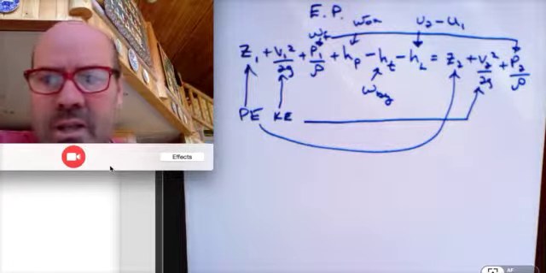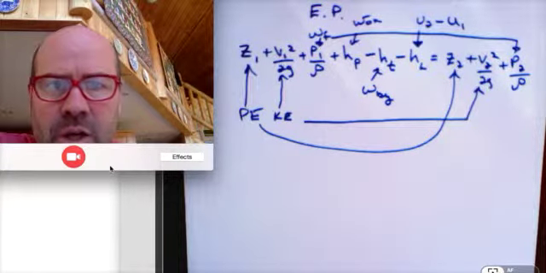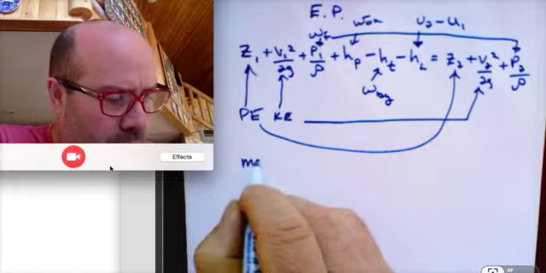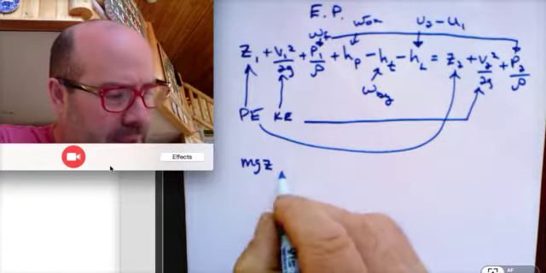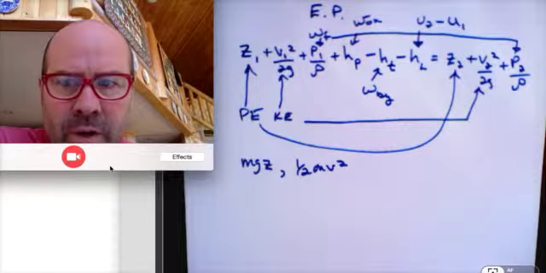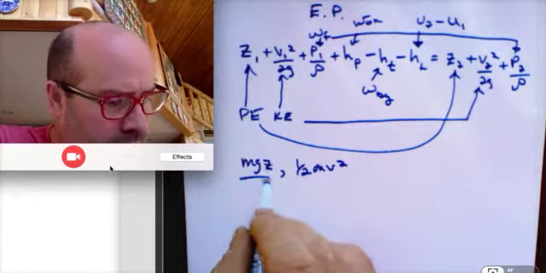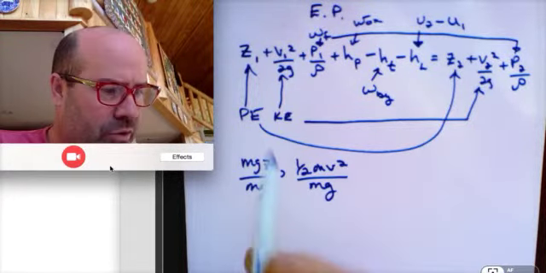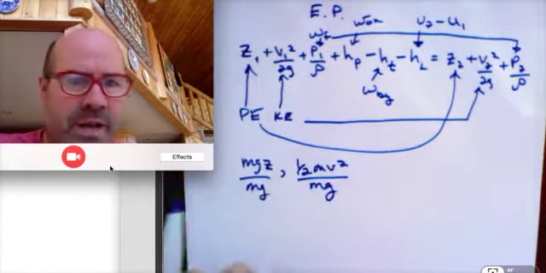So there are the connections to energy. And basically, like I said, all we did was we took the equations, whatever they were, mgz, 1/2 mv squared, all the way along, and divided by mg. And so you can see how it happened in these terms. It happens in all terms.